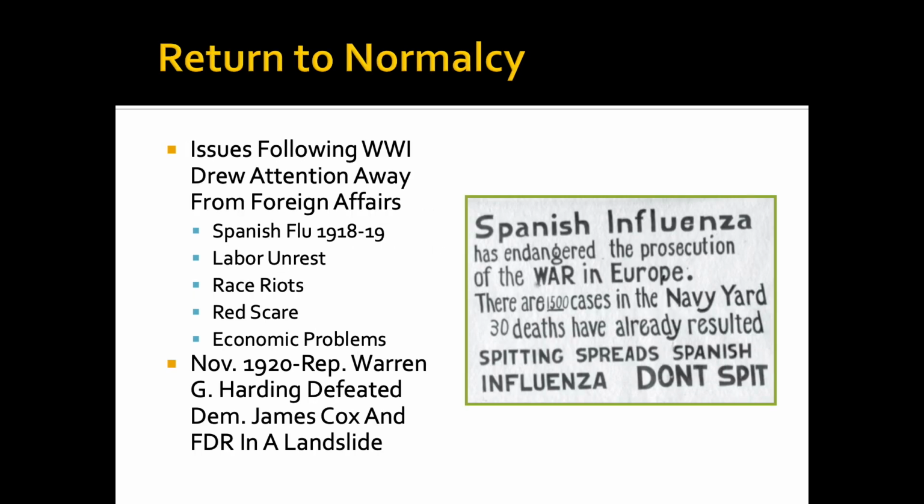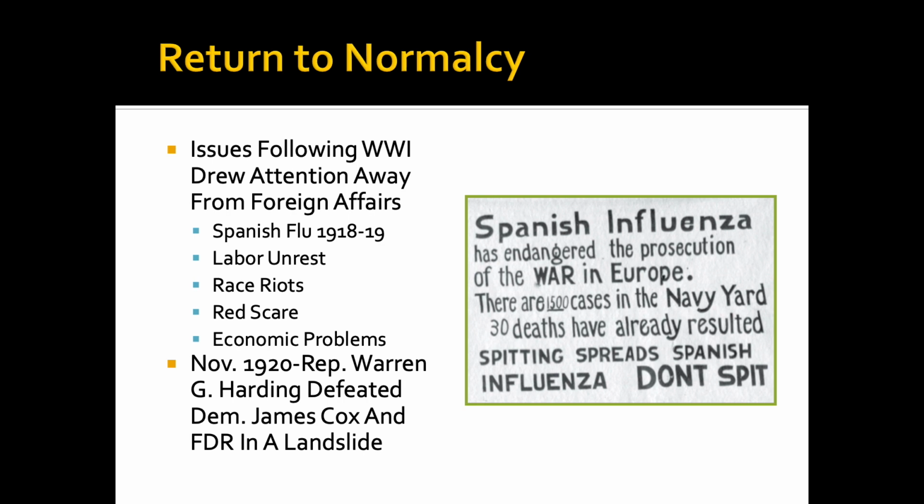Now, there were some issues after World War I that also drew American attention away from what was going on and the treaty. One of the big sicknesses that killed many Americans, and in fact people all over the world, was the Spanish influenza. For a year, the Spanish flu decimated people in Europe, the United States and the rest of the world. Then there was also a lot of labor unrest. There were race riots that erupted. There was a fear of communism and Bolshevism, the Red Scare. And there were severe economic problems that the United States had to face.